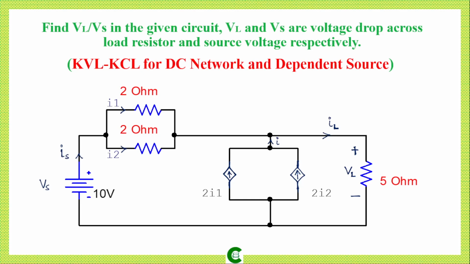Now for this DC network, finally we have to find the value of VL divided by Vs, that means the ratio of the voltage drop across this load resistor and the voltage of the source. Now the voltage value of this voltage source is given as 10 volts. That means the unknown parameter to find this ratio of these two voltages is VL. So if we can find VL by simplifying this circuit, then we can easily find the ratio.